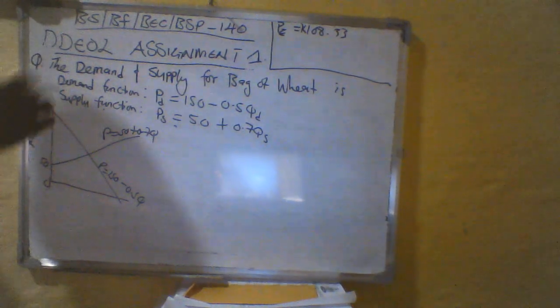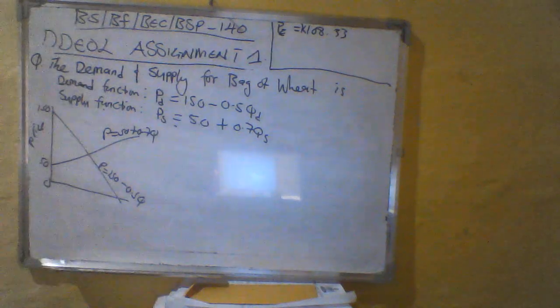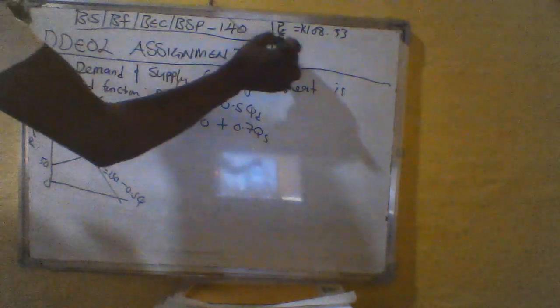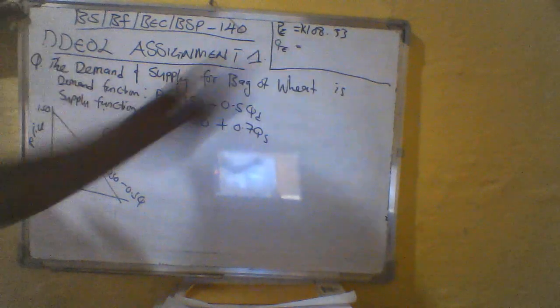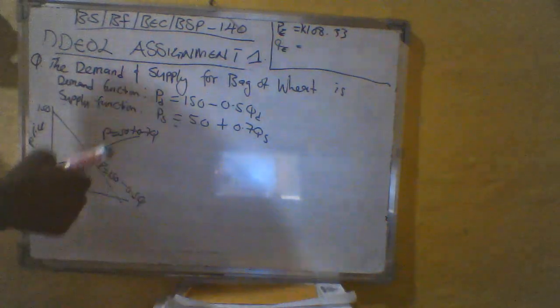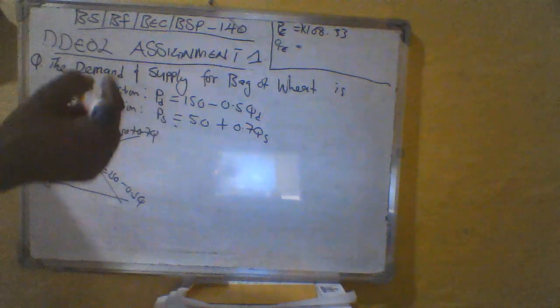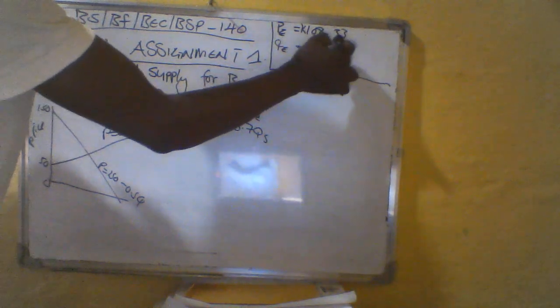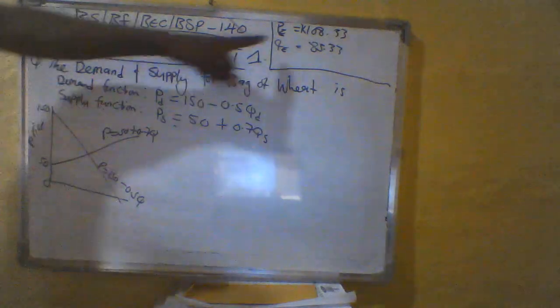So if I was to put the information which I had solved previously on my graph, what am I having? I am having that equilibrium quantity which we solved. We can rewind. We solved the equilibrium quantity to be 83.33, and the equilibrium price was 108.